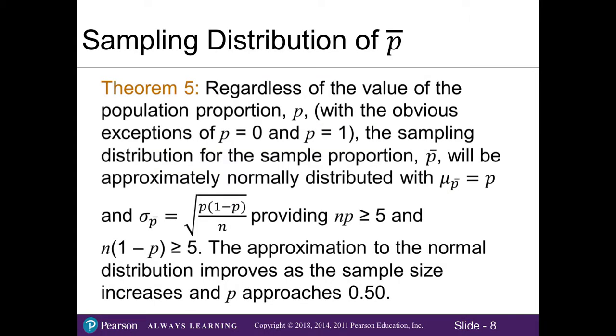Earlier in the chapter, we learned several theorems that allowed us to apply the sampling distribution of the mean, or x bar. Similarly, Theorem 5 takes all the pieces that we've just discussed, and it allows us to work with the sampling distribution of p bar. So regardless of the value of the population proportion p, aside from p being 0 or 1, the sampling distribution for our sample proportion will be approximately normally distributed, with our mean and our standard error, as long as our sample sizes are sufficiently large. And note that the approximation to the normal distribution improves as the sample size increases and p approaches 0.5.